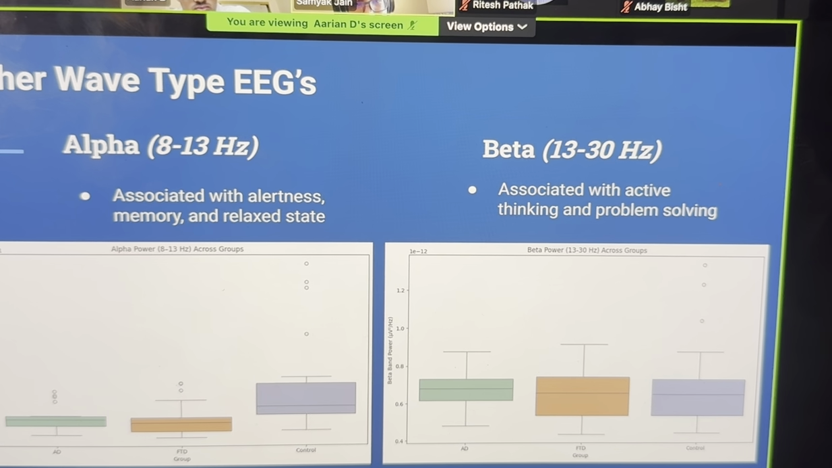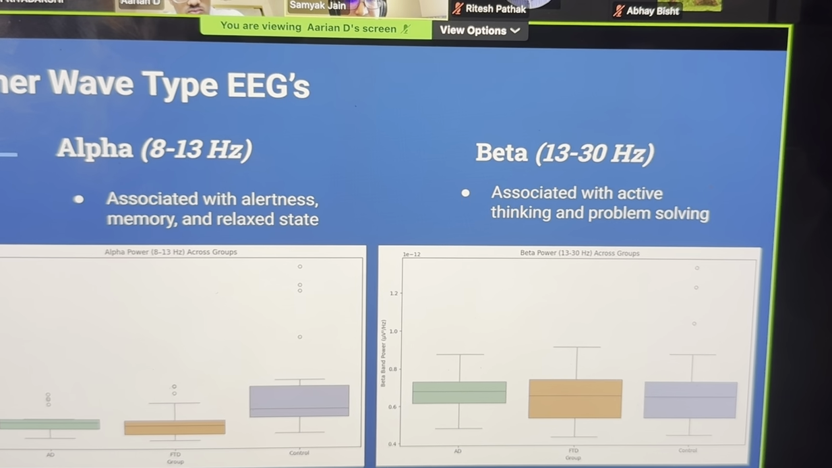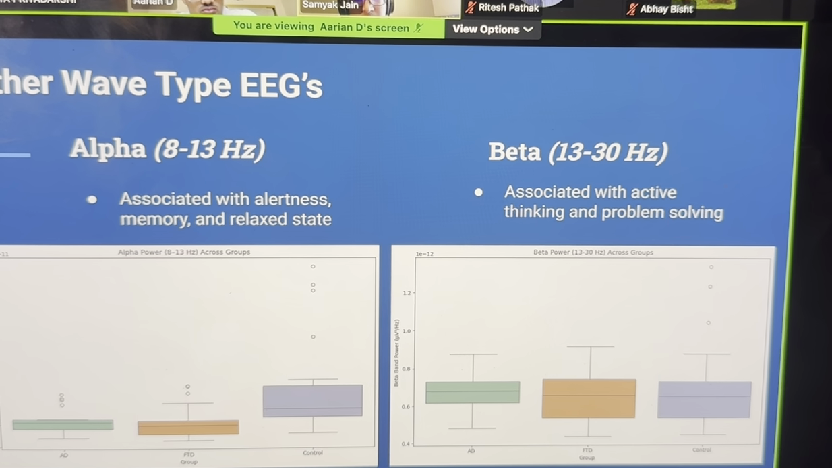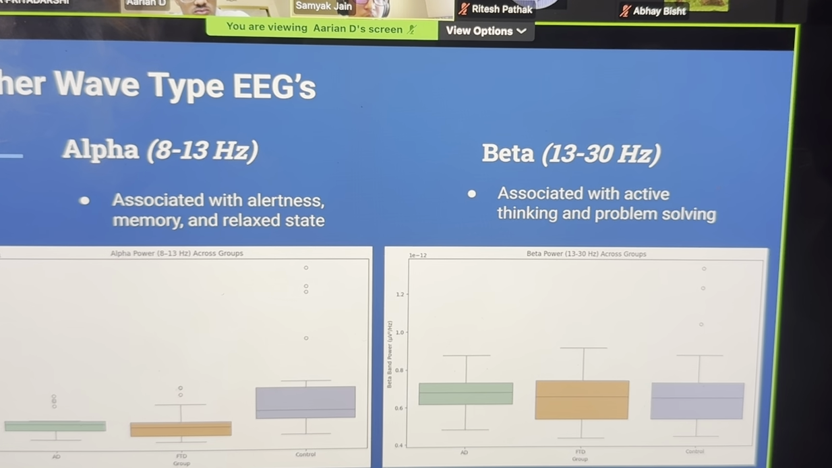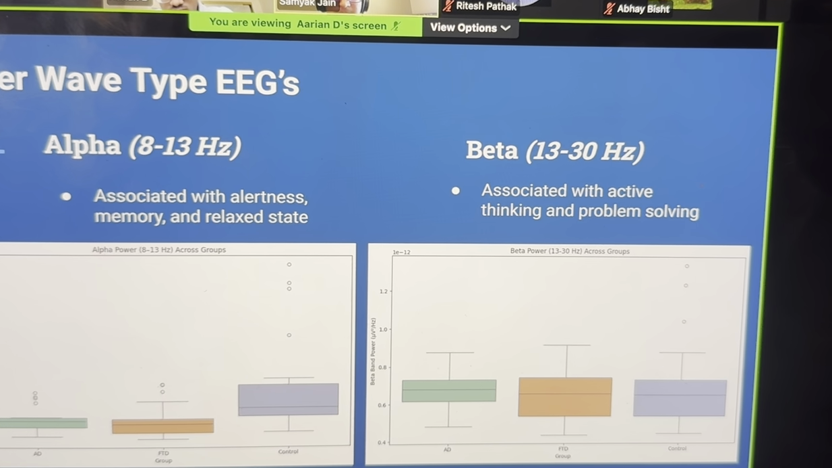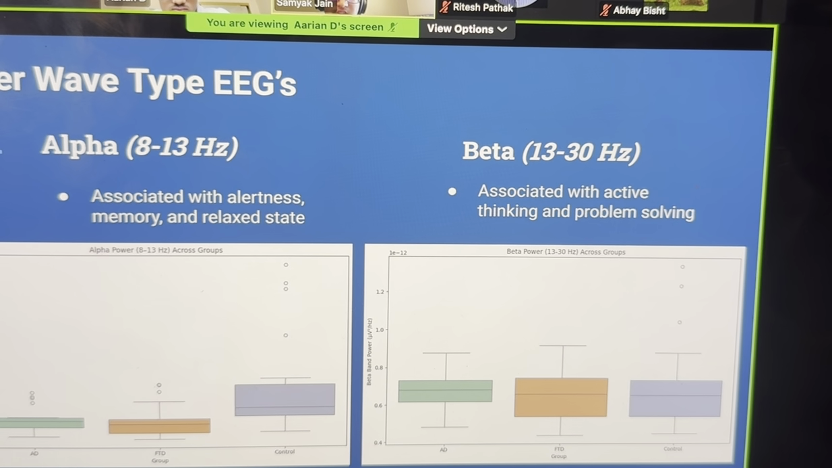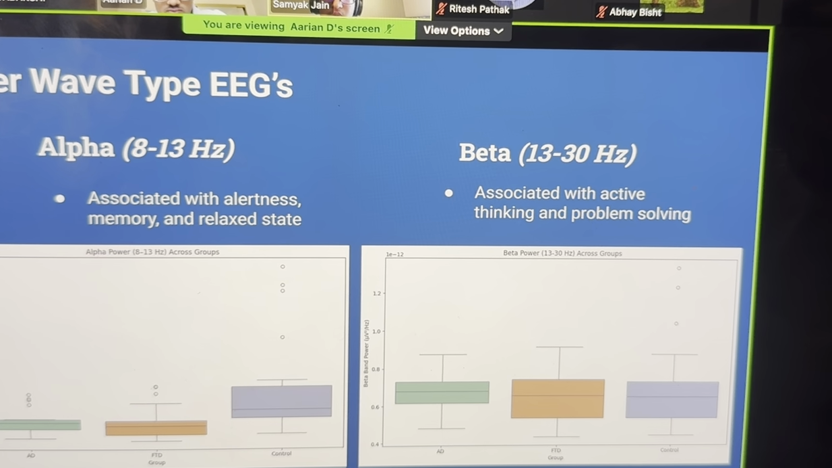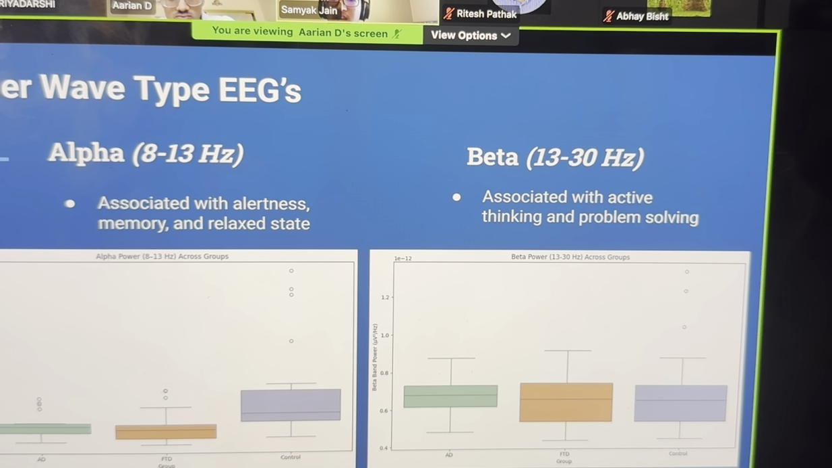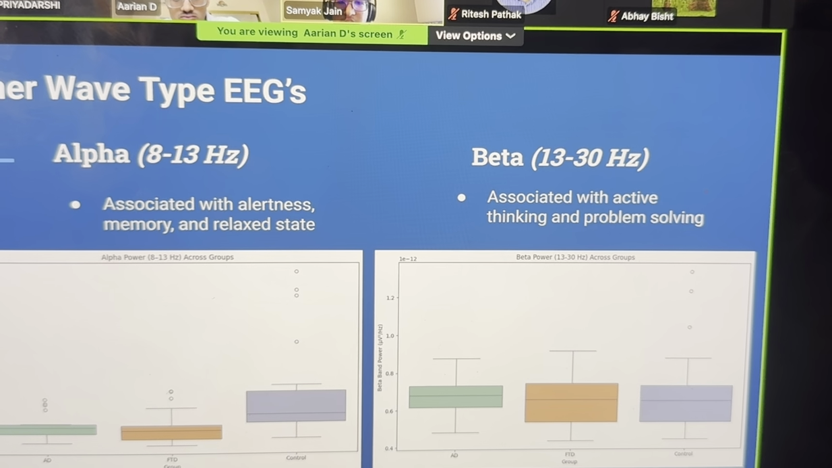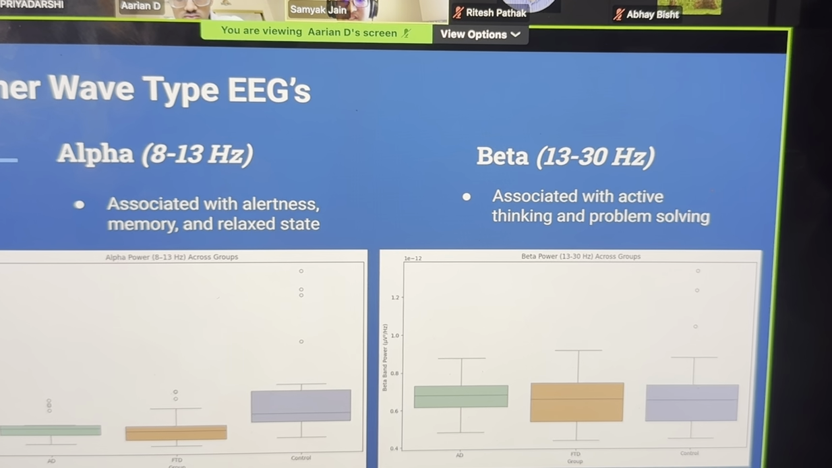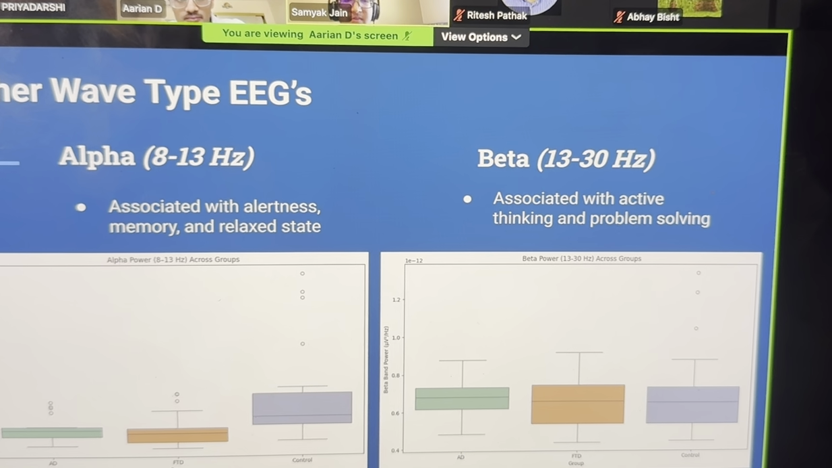And clearly from this graph, we can see that the control population has a much higher alpha power than Alzheimer's patients or frontotemporal, which could suggest that that certain wave power has a certain part with symptoms of Alzheimer's. And beta wave power is associated with active thinking and problem solving, and it has a frequency of 13 to 30 hertz. From this one, the median of the data powers were around the same for each of the three groups, so we can't really find a connection for that one.